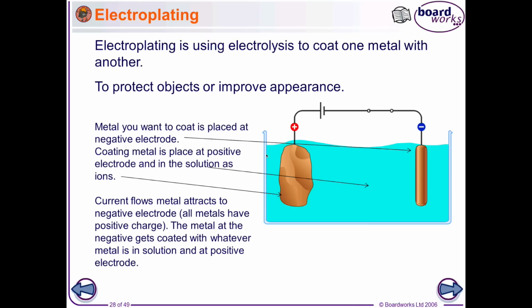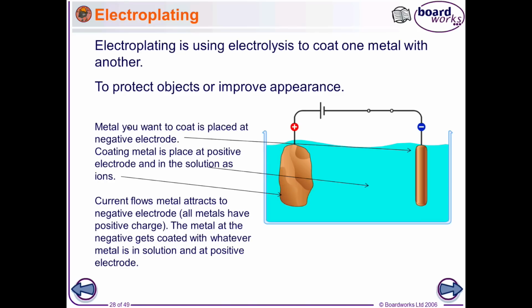You would do this to make an improvement on the appearance, but sometimes you can do this process just to protect things. For example, you can coat things with zinc, or you might coat things with different metals in order to protect them from corrosion. So we're going to go through the process of electroplating and then show you 2 examples.